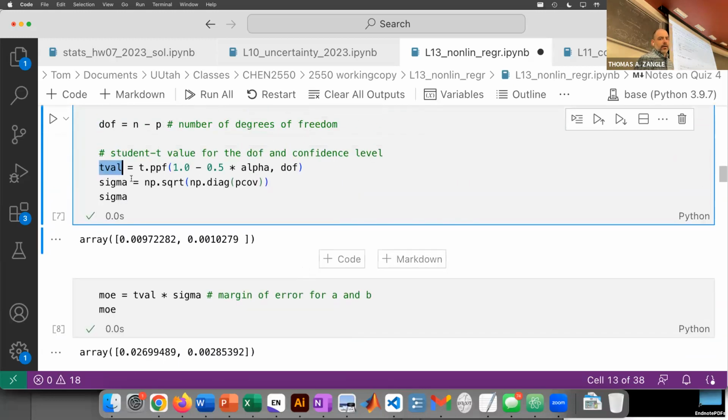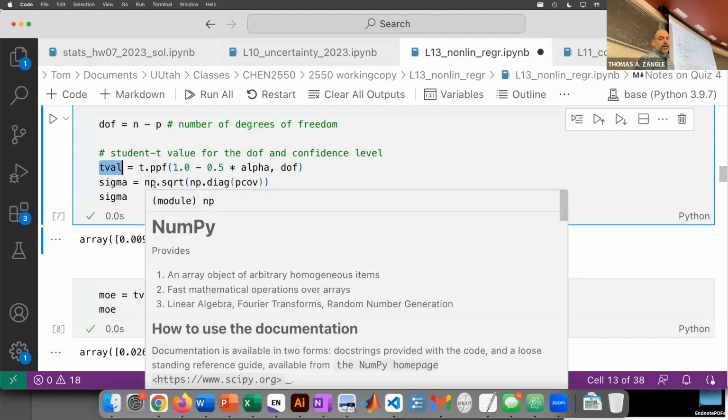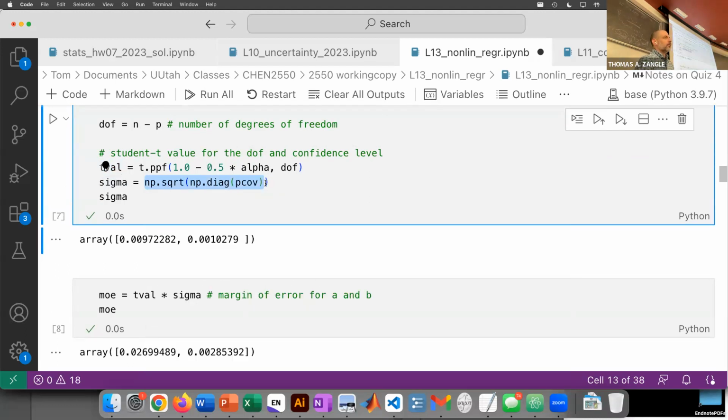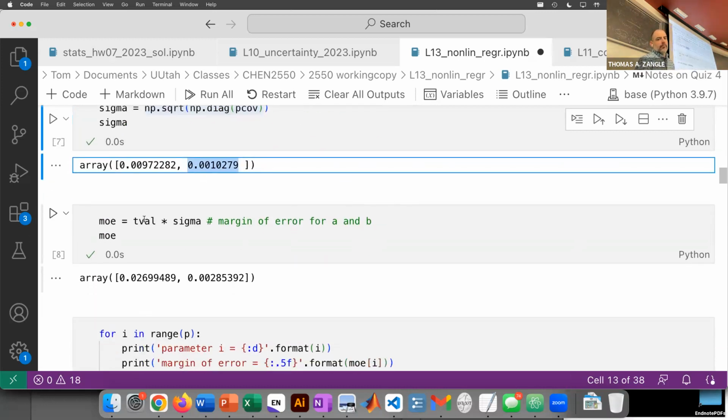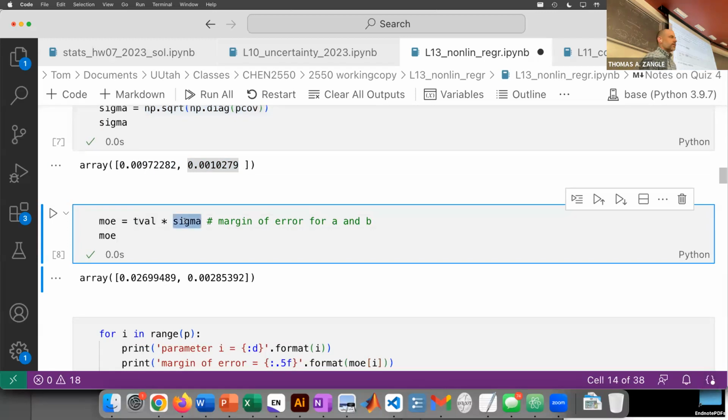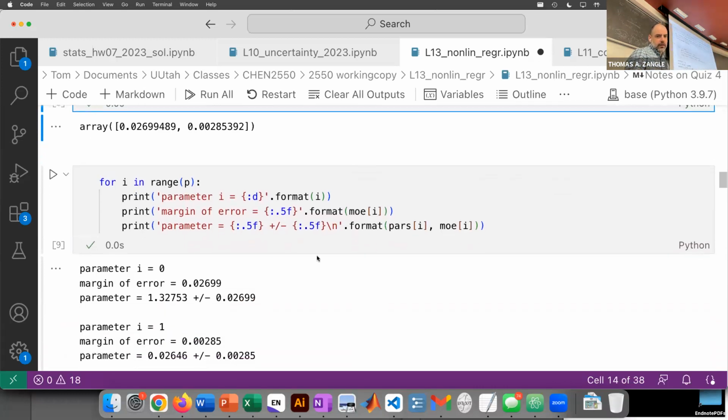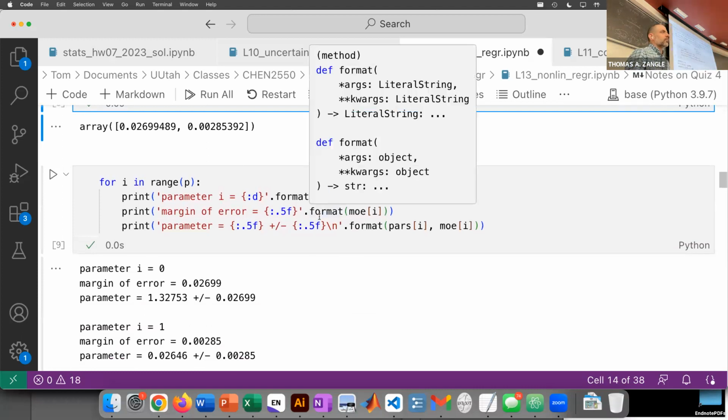And then our standard error that we're going to use is just the square root of those covariance values: np.sqrt of the diagonal of that covariance matrix. So here we're outputting what we're using for that standard error. Then our margin of error is just our t-value times those standard errors. So these are what we get for our margin of error. And now this code down here is going to display and format our results.